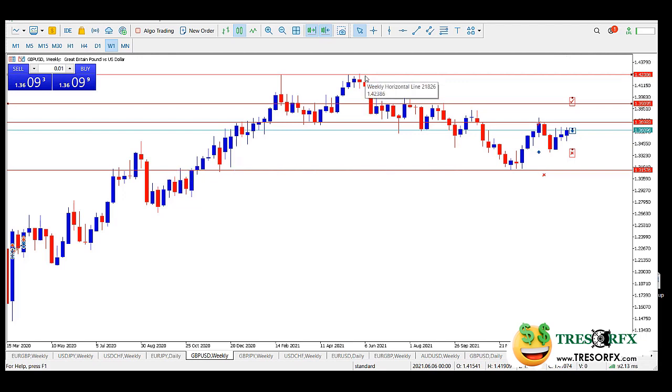So that was the trading idea for today. Hope you enjoyed that. British pound US dollar weekly time frame, going in on the market, stop underneath recent lows, and the target on the recent highs back here in June 2021.